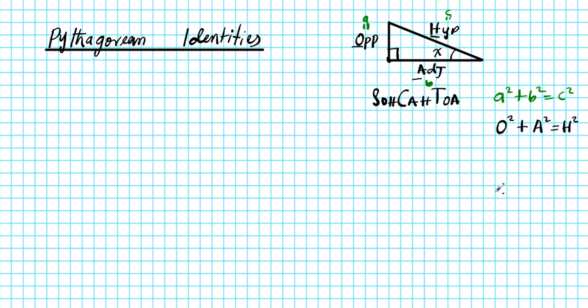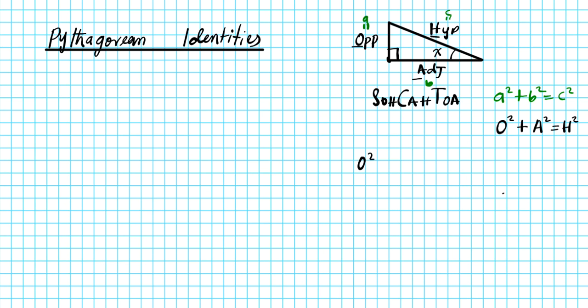So let's take a look at this for a second. What happens if we divide the entire equation by O square, if we divide the entire equation by A square, and if we divide the entire equation by H square? What's going to happen is that we are going to end up with the three Pythagorean identities. So let's go ahead and do it.